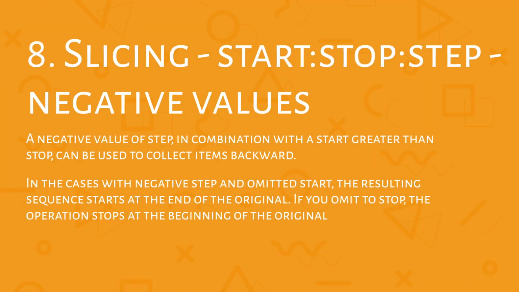We can also use negative values as a step. In combination with a start greater than stop, it can be used to collect items backwards. That's pretty interesting, actually. And in the case with negative step and omitted start, the resulting sequence starts at the end of the original. And if you omit the stop, the operation stops at the beginning of the original. That's pretty confusing. But let's see the code example.